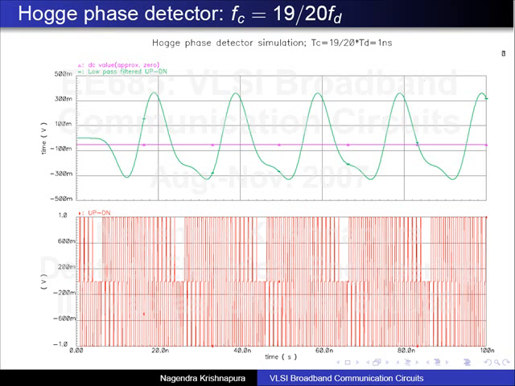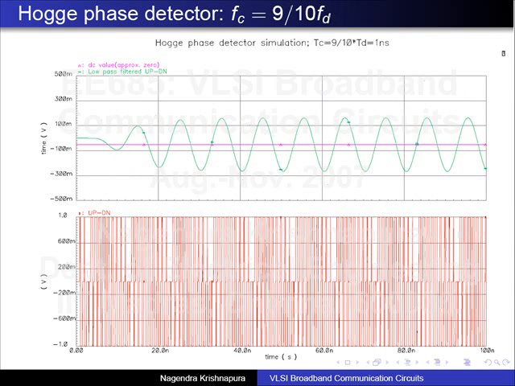Now, what I do is, this is for a certain difference between data and clock frequency. I increase that difference. That is, I take the data farther away from the clock frequency. So, what you see, the average is still 0, but the amplitude of these variations is reduced. So, it will definitely take a longer time to capture if it does it at all. Okay.